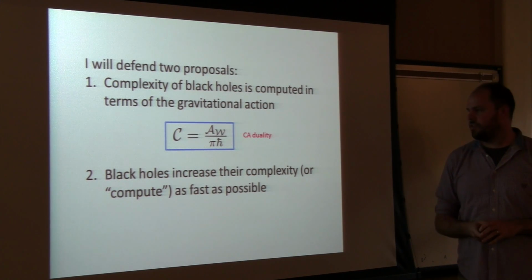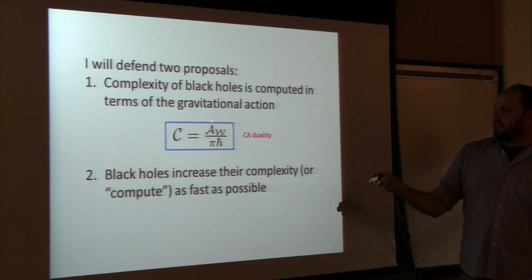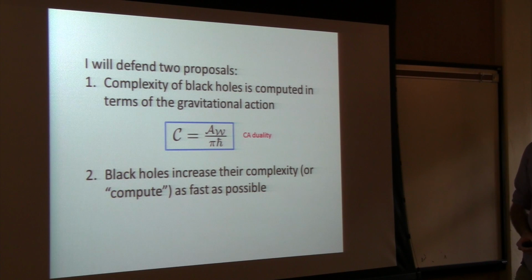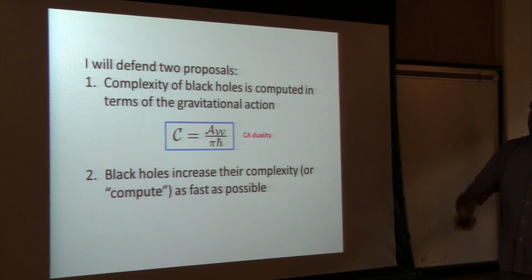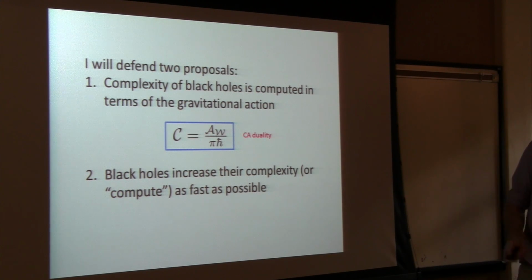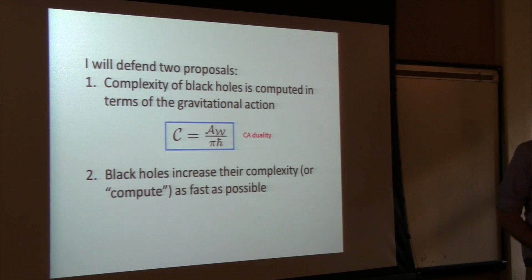The first is that you can calculate the complexity of the dual state using an action, which is this A sub w of a certain region in space-time. And I've chosen some conventional normalization here, which I'll explain a little bit later. And we call this complexity equals action, or CA duality. And the second proposal that I'll defend is that black holes increase their complexity as fast as possible.